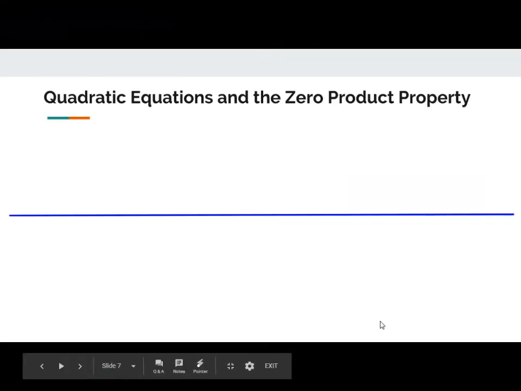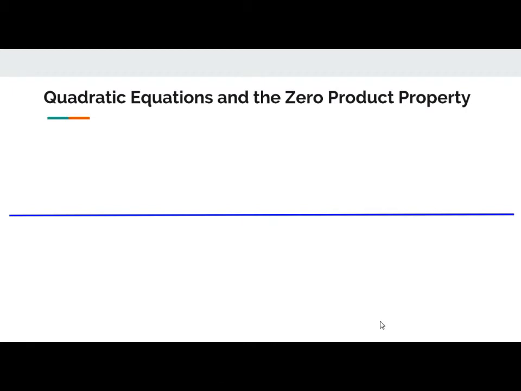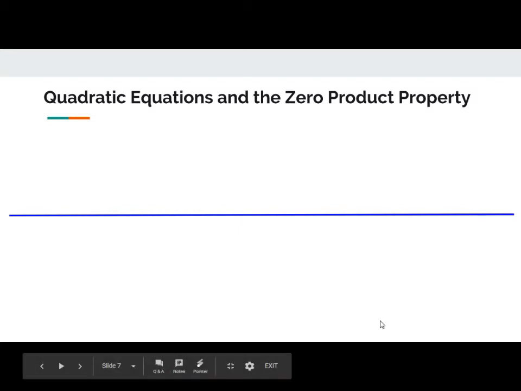All right, we are looking at solving quadratic equations. So we just looked at linear equations, and we're going to look at quadratic equations. We're going to use the zero product property to help us solve quadratic equations. So first we're going to talk about some forms a quadratic equation can take.